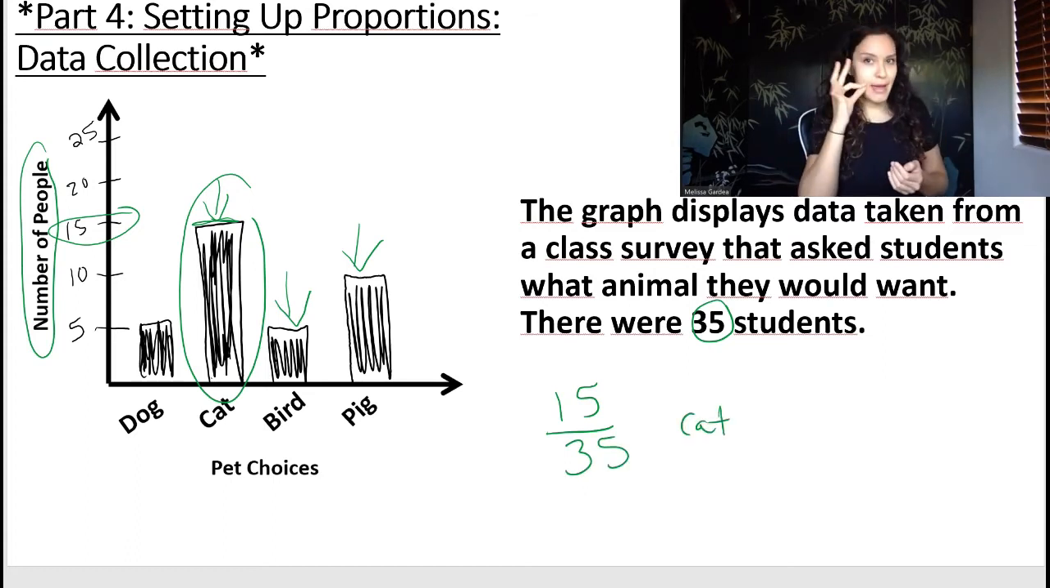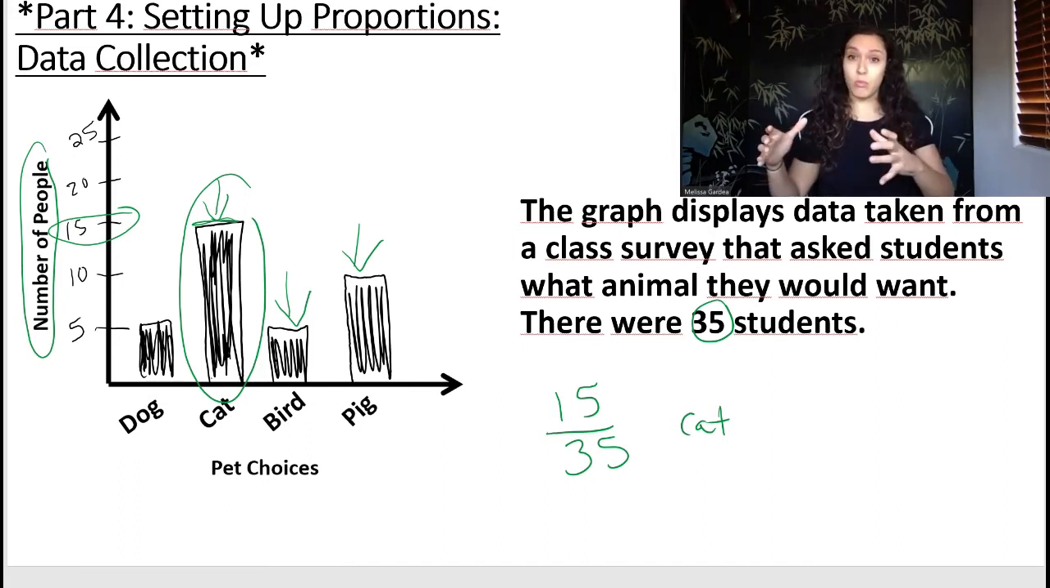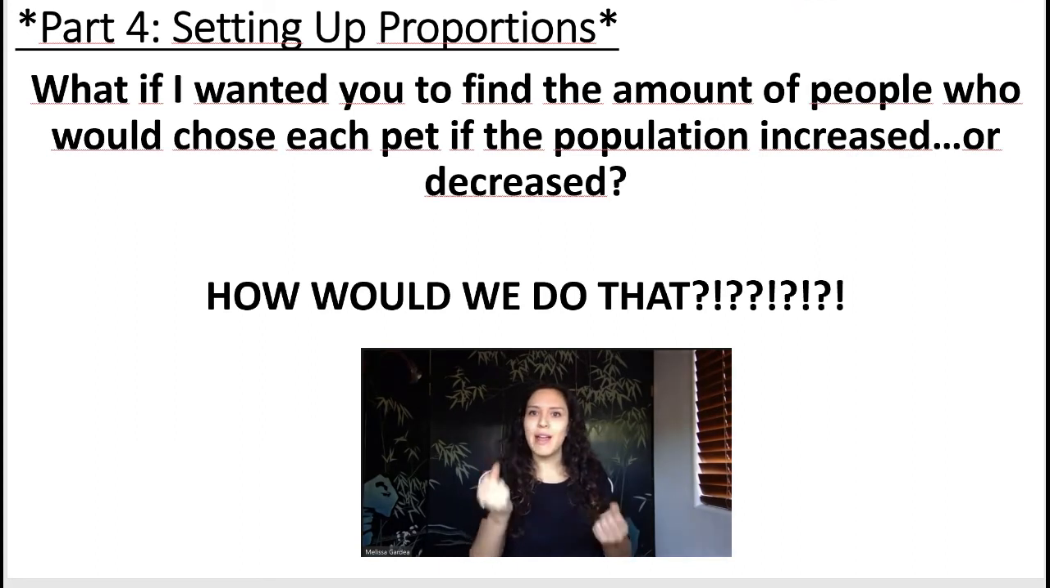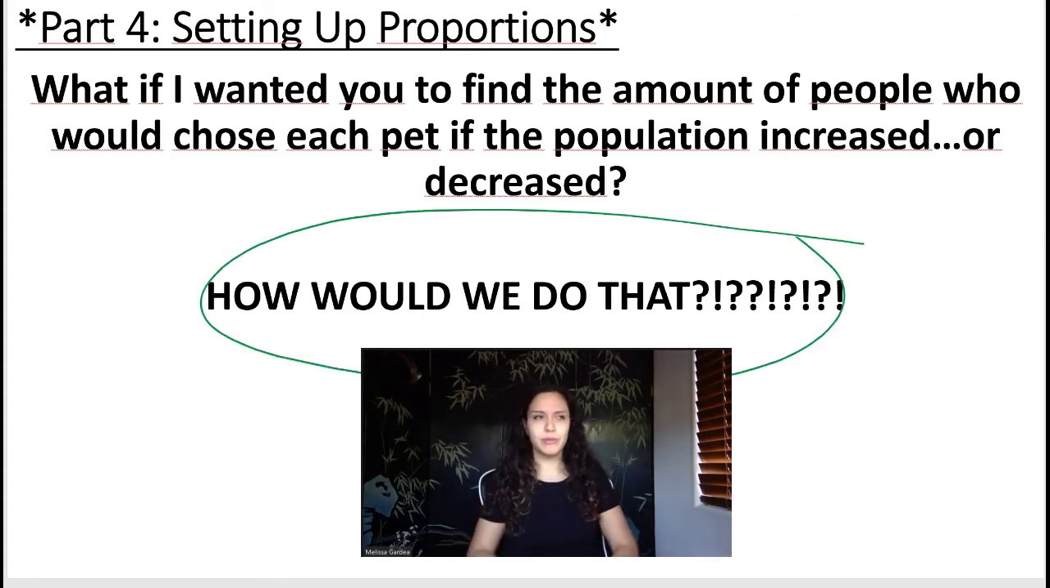But what if I said, let's think about the future. What if I want you to use this information to help us determine a population that is either larger than 35 or smaller than 35? This slide says, what if I wanted you to find the amount of people who would choose each of those pets if the classroom had more than 35 students or less than 35? How would we do that? By setting up proportions.